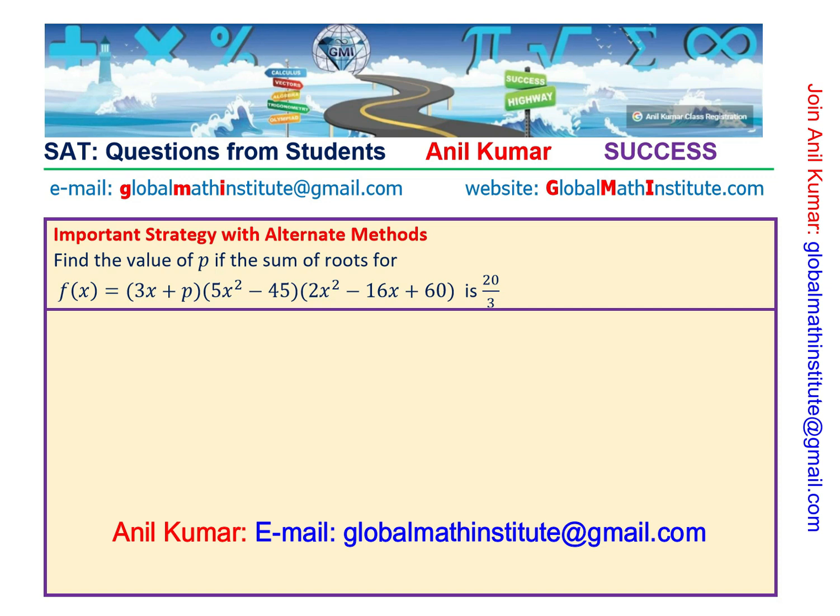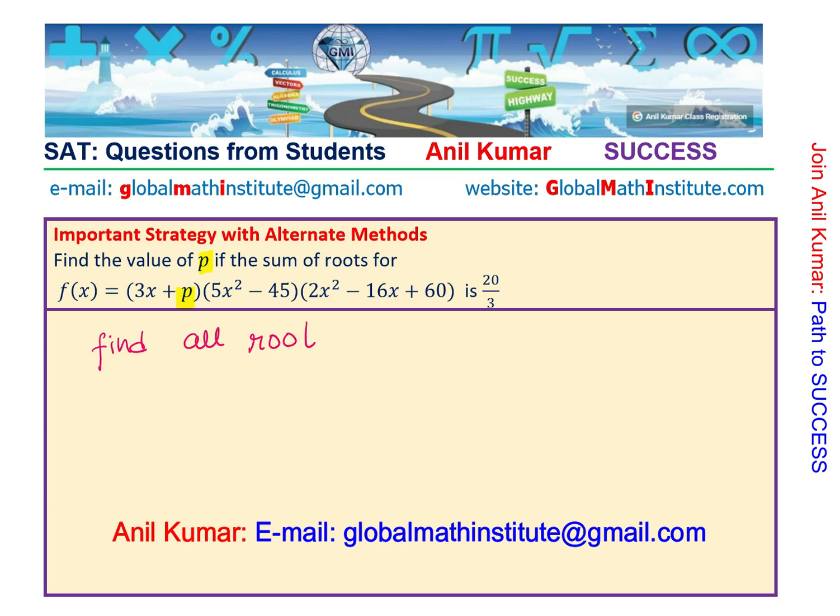The problem here is: find the value of p if the sum of roots for the function (3x + p)(5x² − 45)(2x² − 16x + 60) is 20/3. So that p is what we need to figure out. Since we are given the sum of roots, what you could do is find all roots. Right? So we can find all the roots.